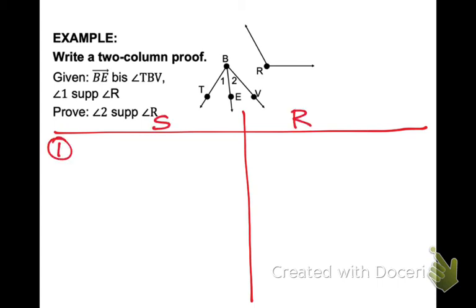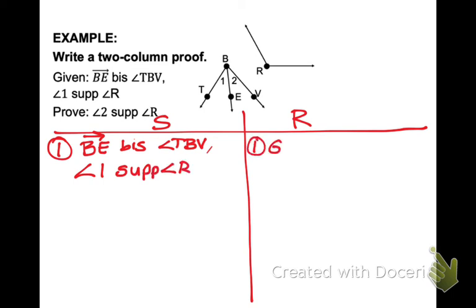My error. All right, we got a lot of stuff happening in our givens. We got ray BE bisecting angle TBV. And we're given that angle 1 is supplementary to angle R. Given.